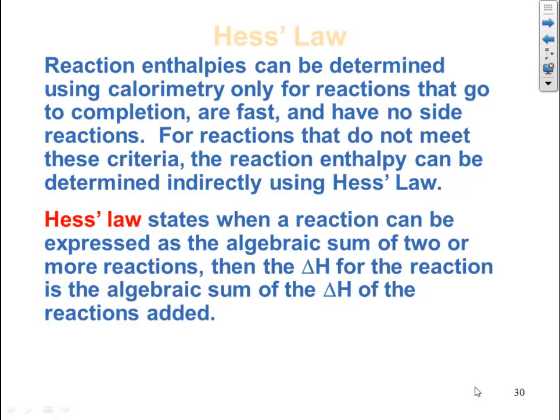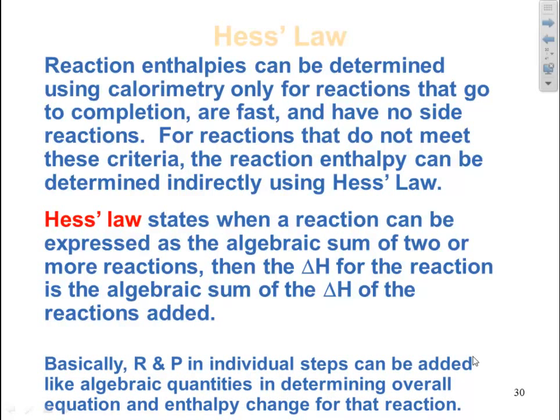Reaction enthalpies can be determined using calorimetry only for reactions that go to completion, are fast, or have no side reactions. For reactions that do not meet these criteria, the reaction enthalpy can be determined indirectly using Hess's law. Hess's law states that when a reaction can be expressed as the algebraic sum of two or more reactions, then the delta H for the reaction is the algebraic sum of the delta H of the reactions added.